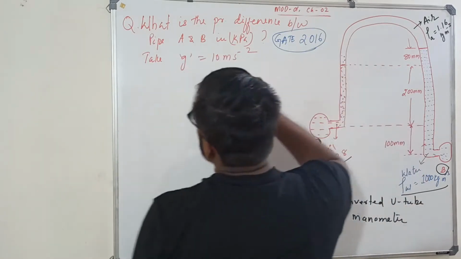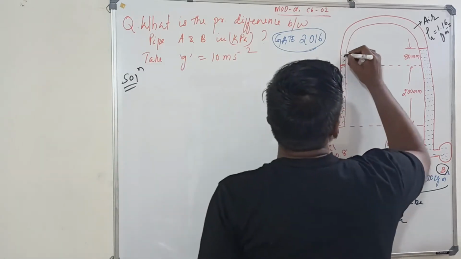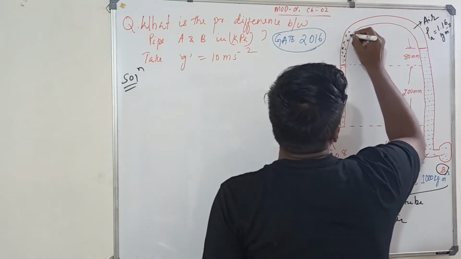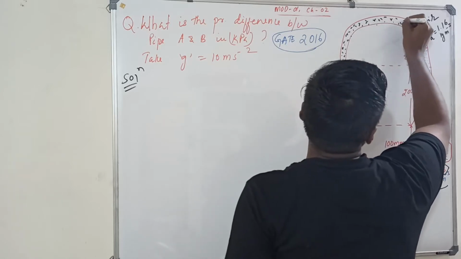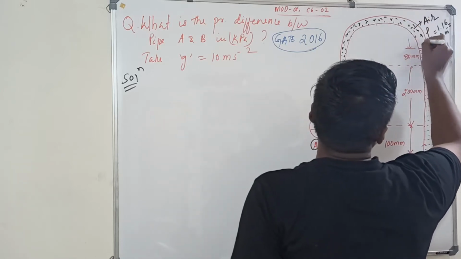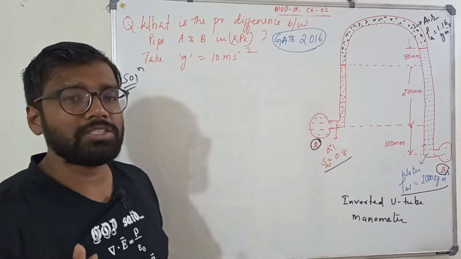Now we are starting the solution. We understood the question: what is the difference of pressure between A and B. Now we are solving it. So you fill this in. This is your air. Black is your air. This is very important.